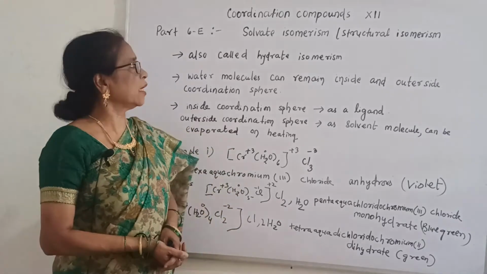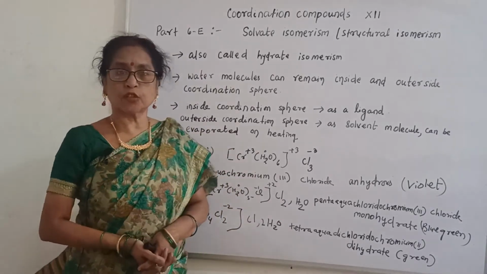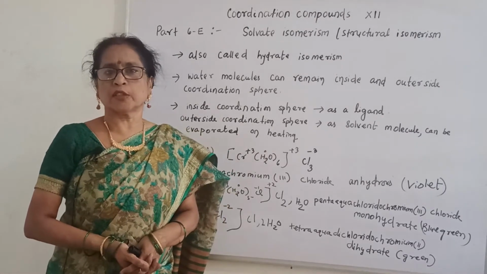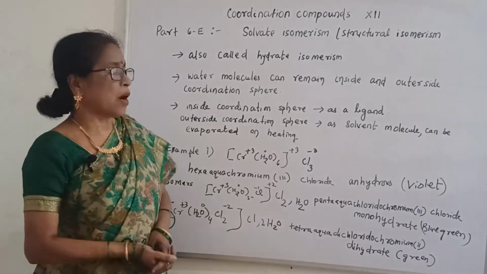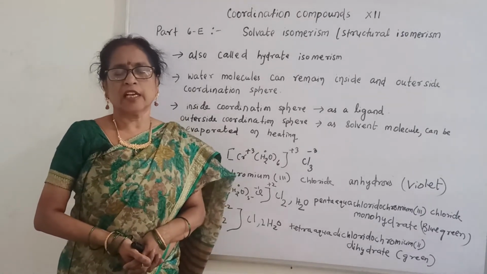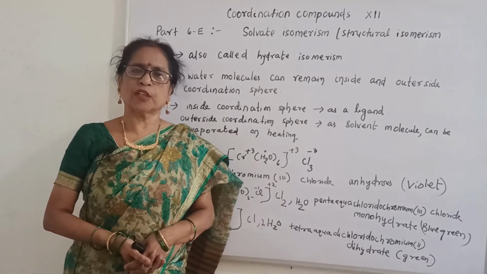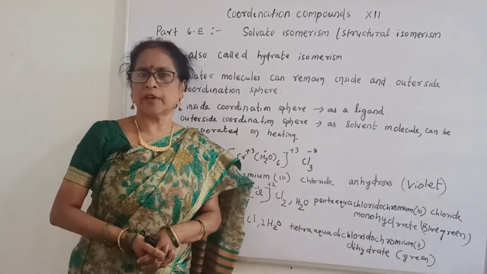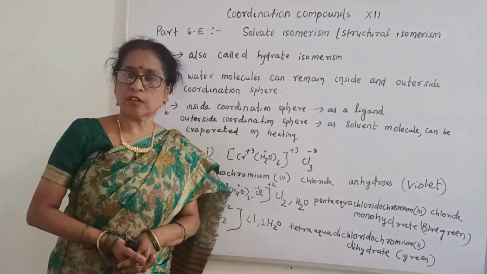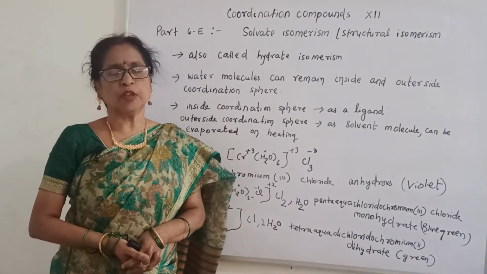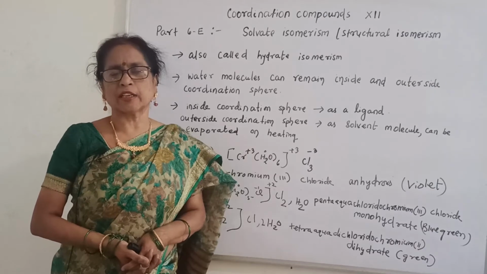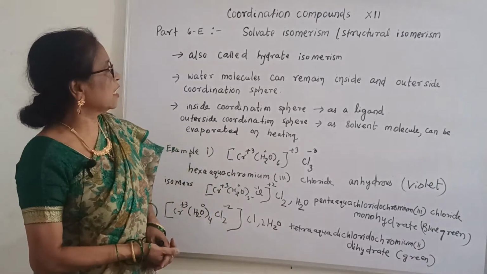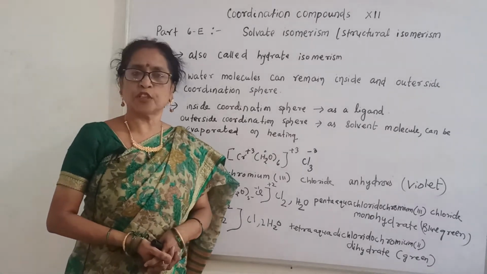Now my topic is just solvate isomerism. Solvate isomerism is a part of structural isomerism, and this is part 6e. What is structural isomerism? Structural isomerism means the arrangement of atoms in a structure is different. That means same molecular formula but different arrangement of atoms in the structure.